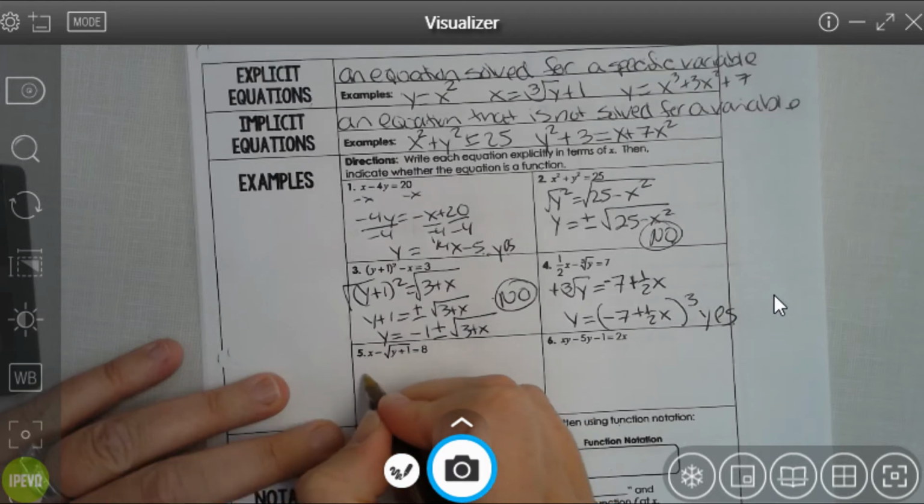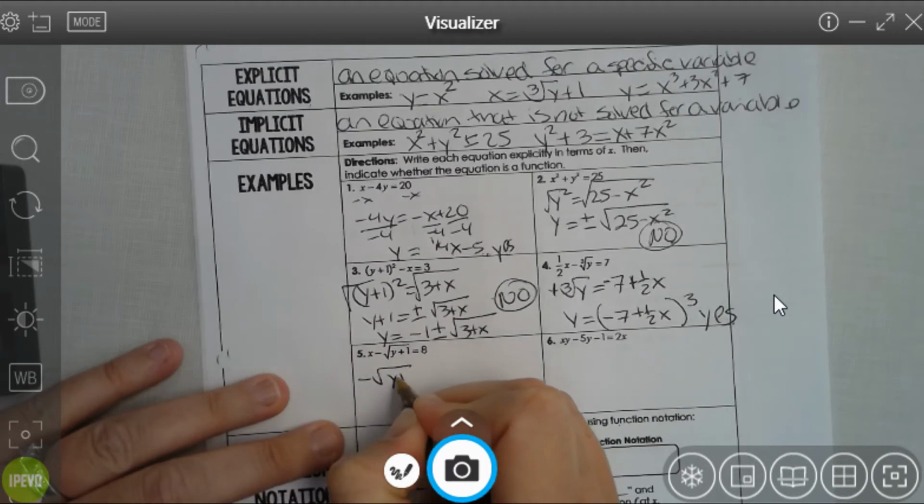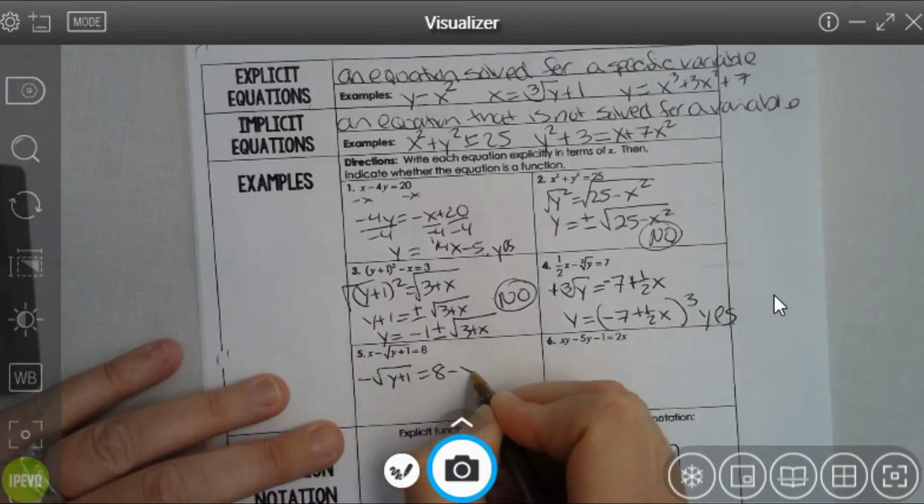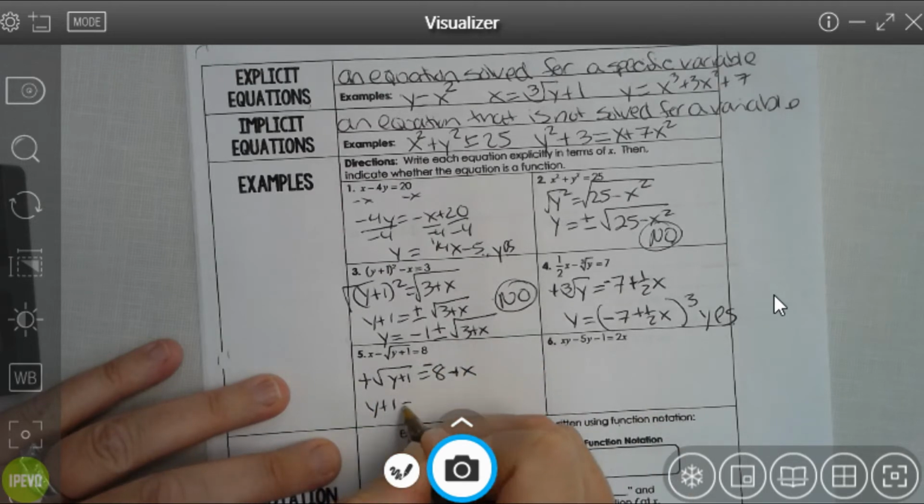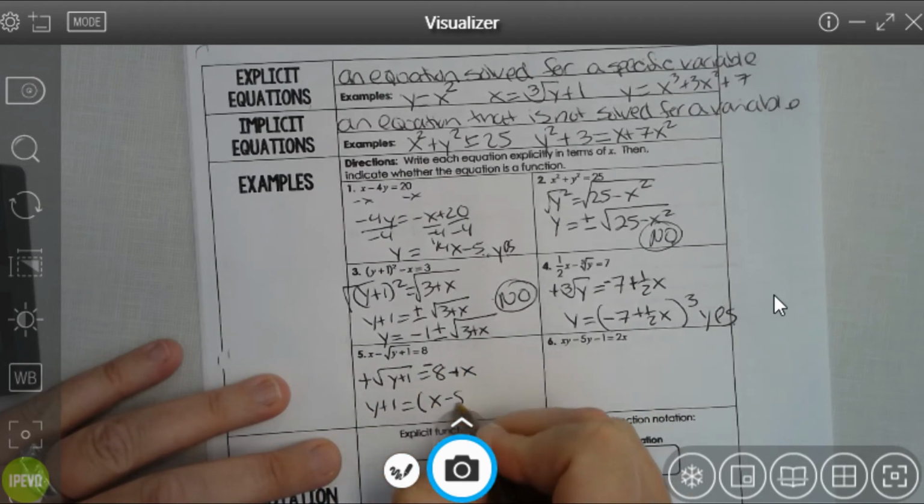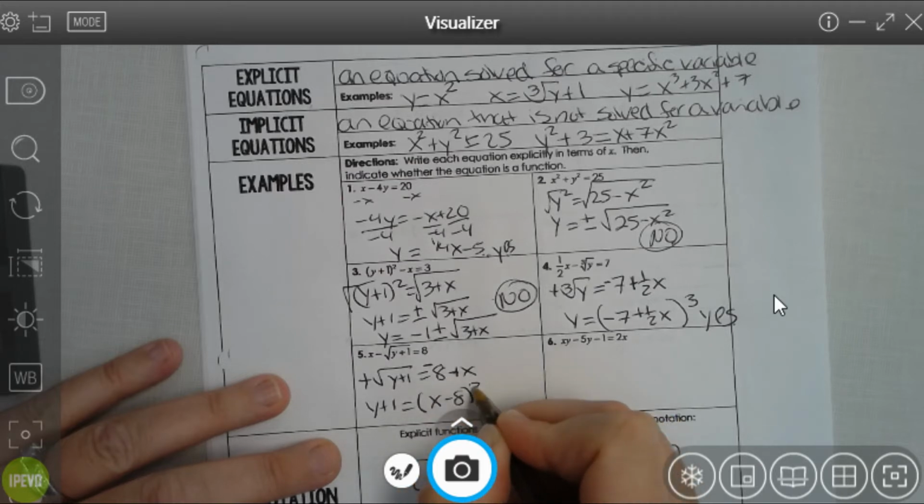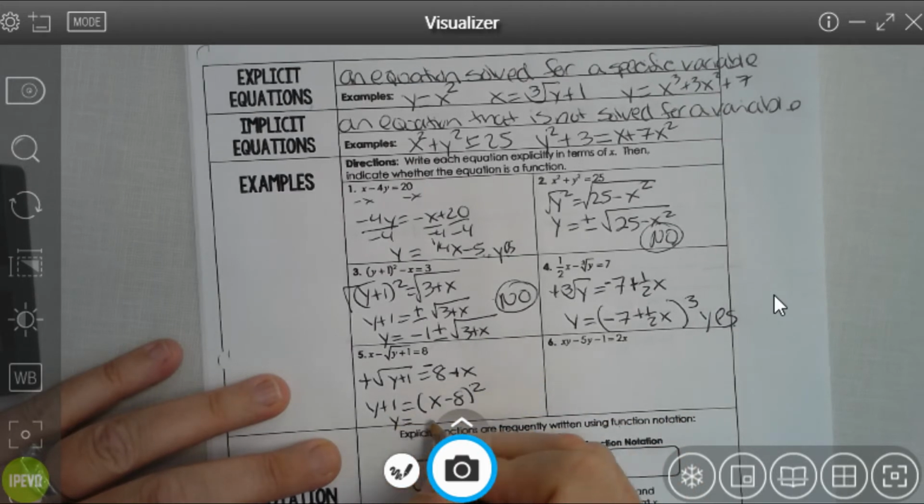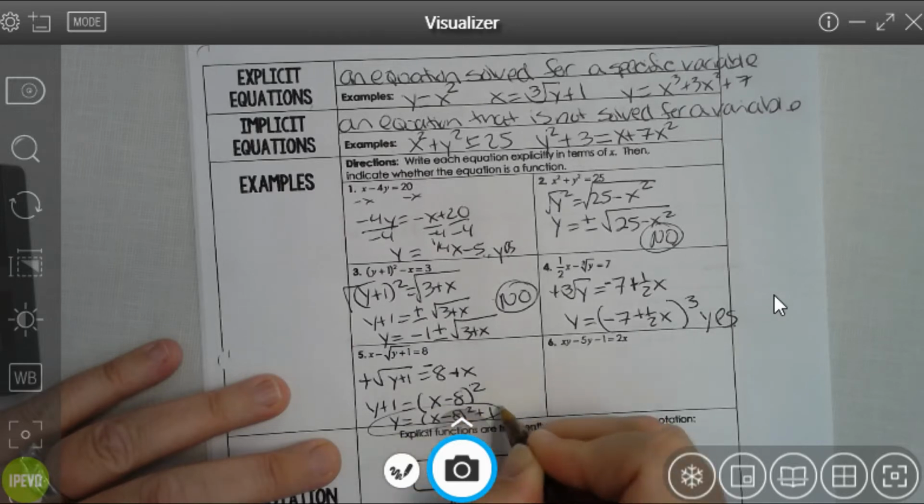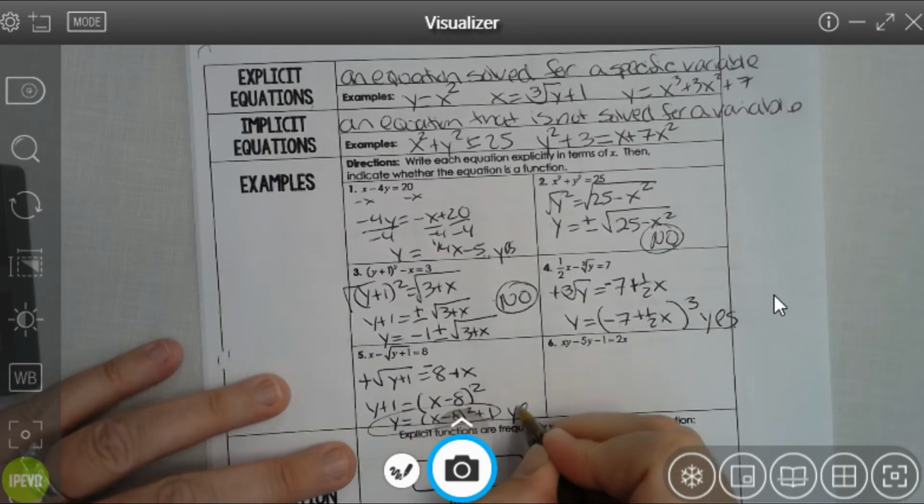Add over my, subtract over my x, divide by a negative 1. Now square both sides. So I'm going to flip this around. This is the same thing as negative 8 plus that. And now subtract your 1. So I have x minus 8 squared plus 1. And then it's not plus or minus, so this one is a function.